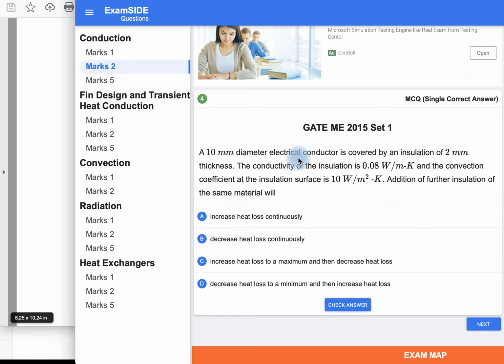A 10 mm diameter electrical conductor is covered by an insulation of thickness 2 mm. The conductivity of the insulation is 0.08 and the convection coefficient is 10 watt. So the critical radius will come out as 0.008 meter or 8 mm, and our insulation radius is 2 mm, so it will be less than critical radius. So adding further insulation of the same material will increase the heat loss to a maximum, then decrease the heat loss.